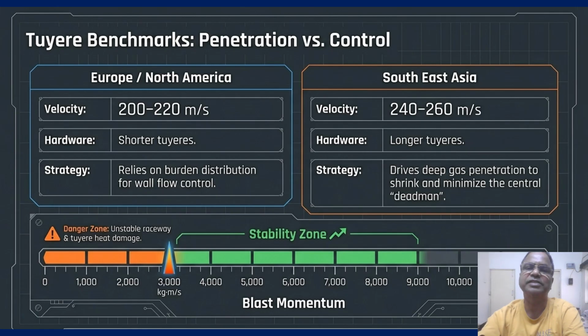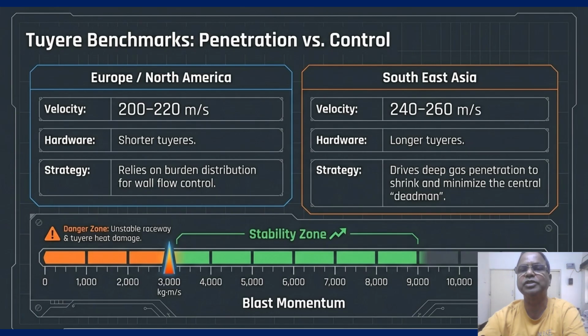Below the table is the stability zone. We must maintain blast momentum between 3000 and 9000 kilogram meter per second. If you drop below 3000 into that orange danger zone, your raceway becomes unstable, leading to catastrophic wear and damage. The so what here is about equipment longevity.